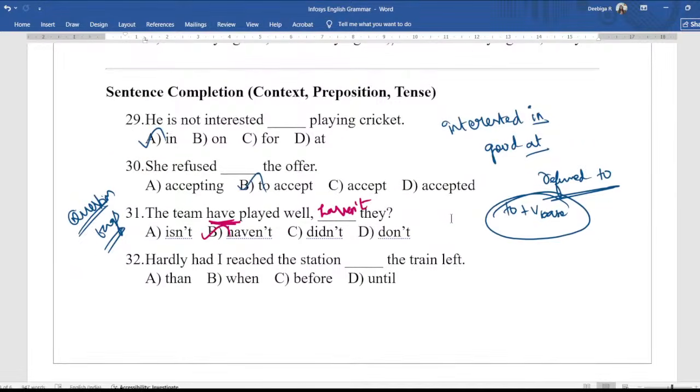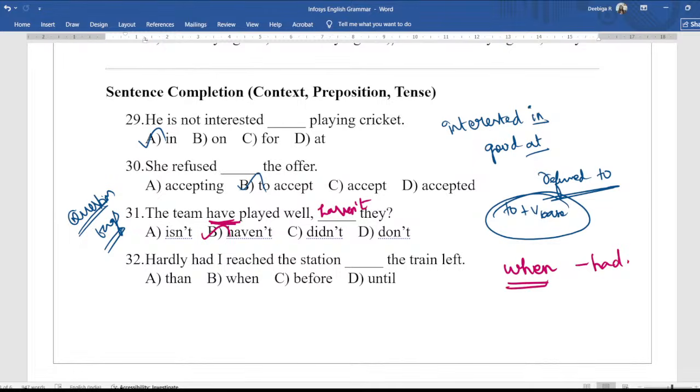Okay. Hardly had I reached the station, dash, the train left. Here you can see this is a common pattern. When you see the usage of the word when had, remember this, when had. So hardly had I reached the station when the train left. So when the train left.